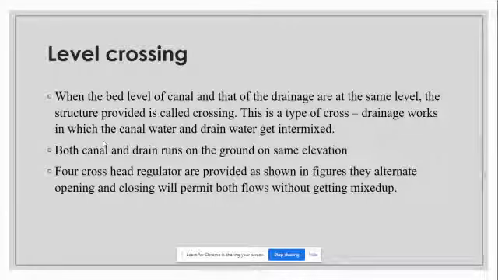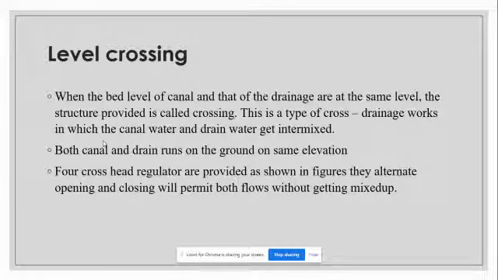When the bed level of canal and that of drainage are at the same level, the structure provided is called a level crossing. This is a type of cross drainage work in which canal water and drain water get intermixed. Both canal and drain run on the ground at the same elevation.